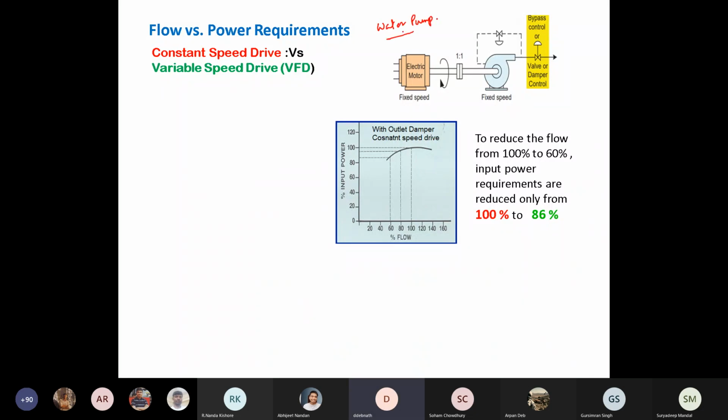And you want to deliver water to your agricultural field. Okay, so you have a motor which is giving AC power supply, and you're running the motor. Then a pump is there which is giving water to your agricultural field. Now let's say after some time you started with 100% flow, but after some time you wanted to reduce the flow to 60% because you don't need that much water anymore.